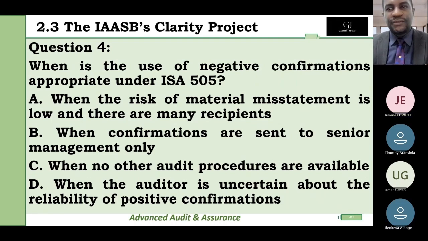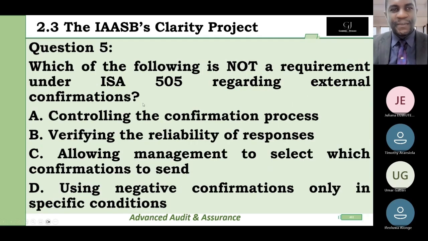So when is the use of negative confirmation appropriate under ISA 505? So look at it again, I, and confirm, because you gave me D as your answer. Yes, I stick to my answer, sir. Okay, so J picked D, I picked D, T picked D, and you picked C. Okay, final answer. That's fine. So let's go to number 5.